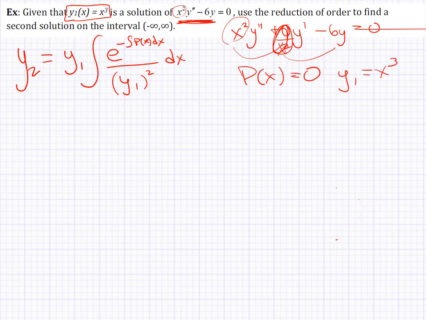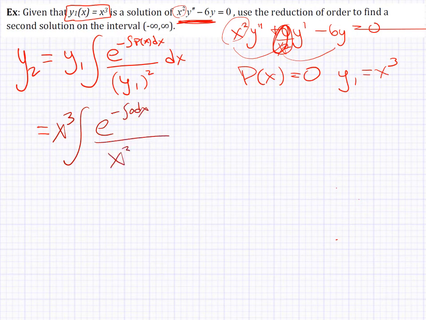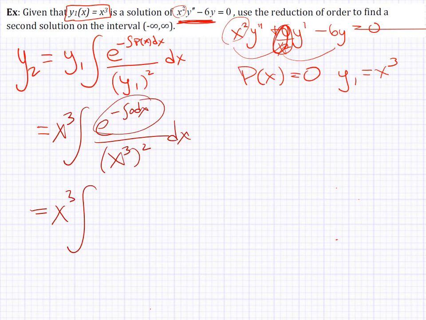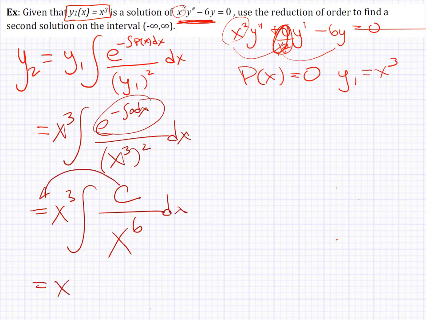So I go to find my second solution, and what's going to happen? x cubed times the integral of e to the negative integral of 0 dx over x cubed squared dx. So a lot of the same stuff. x cubed times the integral of e to the 0 is a constant. This here will be e to the negative c, which is just going to be one big constant, over x to the 6 dx. This constant can come all the way out. So I have x cubed. I really have x to the minus 6 dx.